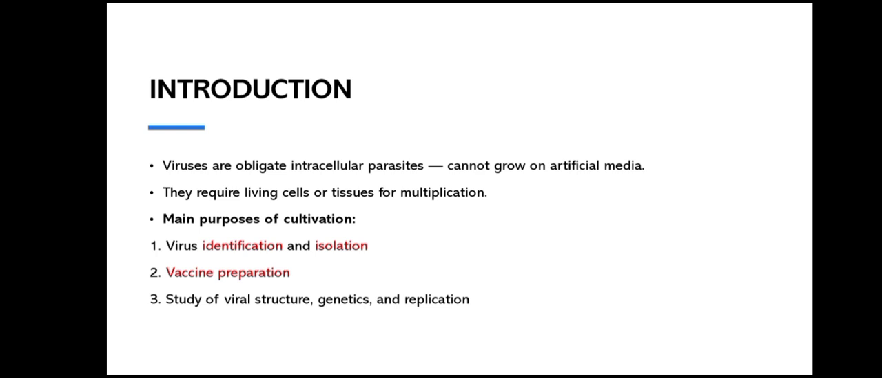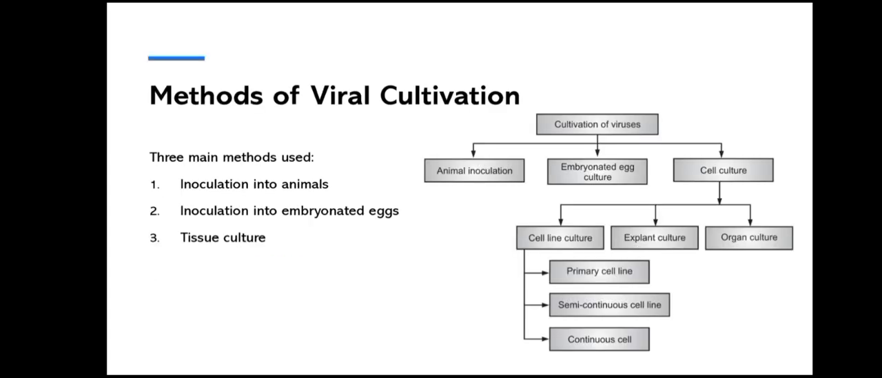So now let's go to the methods of viral cultivation. These are the three methods used. First one is animal inoculation, then embryonated egg culture, then tissue culture or cell culture. Under it come organ culture, explant culture and cell line culture, which is the most commonly used method. So let's go into animal inoculation.